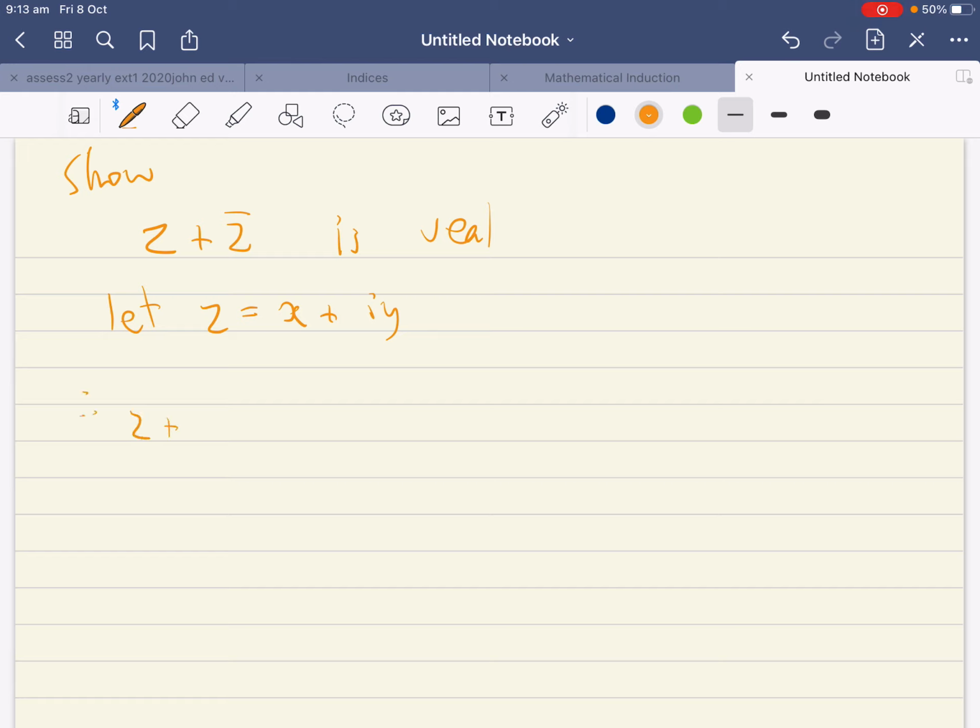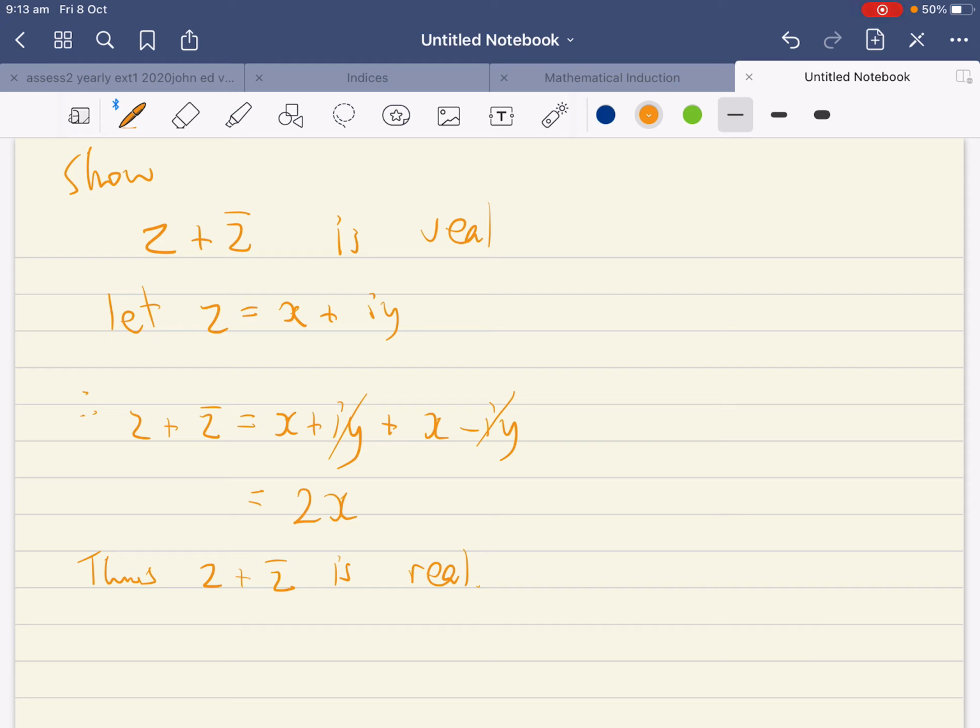Therefore, z plus z bar, or z conjugate, would be x plus iy, plus what is z conjugate? Well, that is x minus iy. And here you can see you end up with an expression that has no i's in it. The imaginary part's cancelled. Thus, z plus z bar is real. If you're trying to show that something is real, you're trying to show that the imaginary parts completely cancel out.